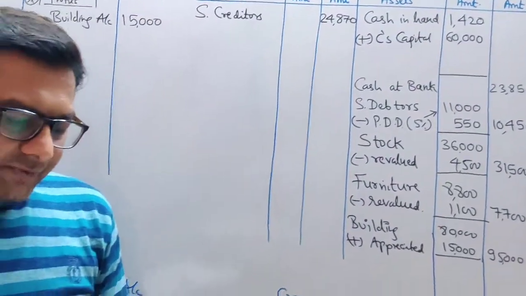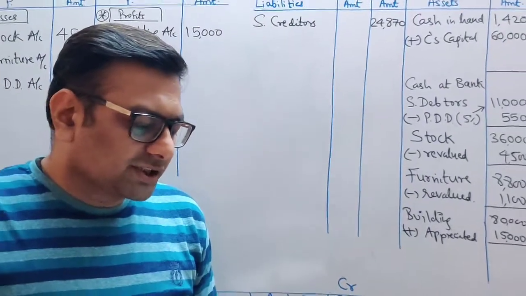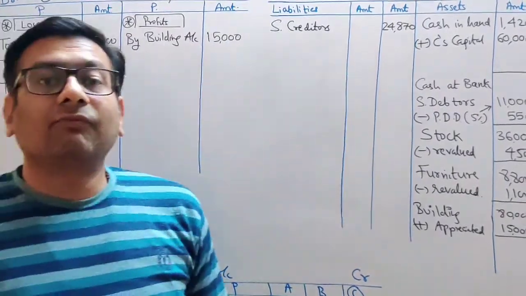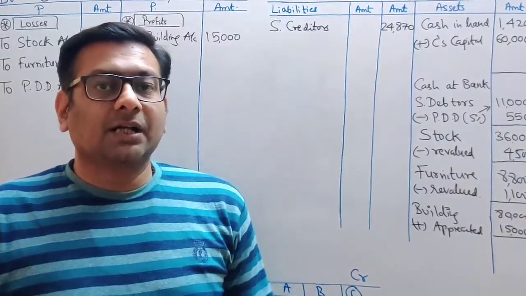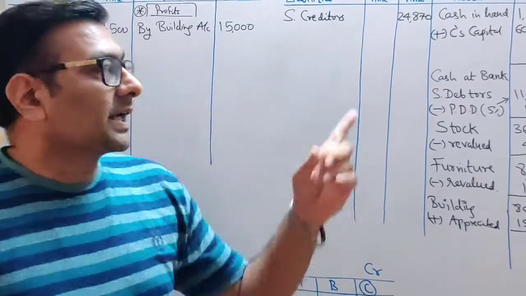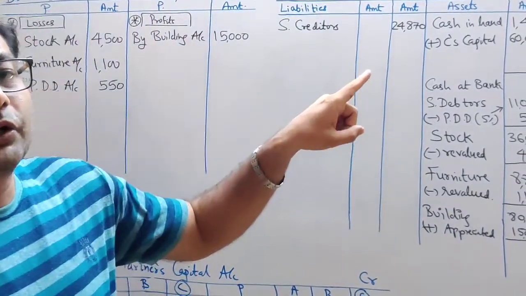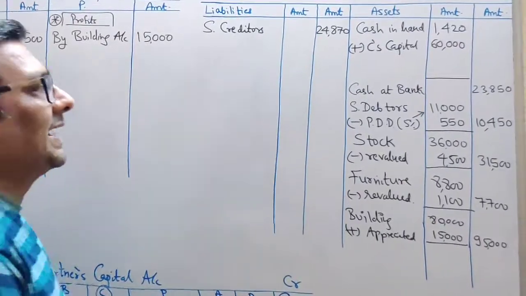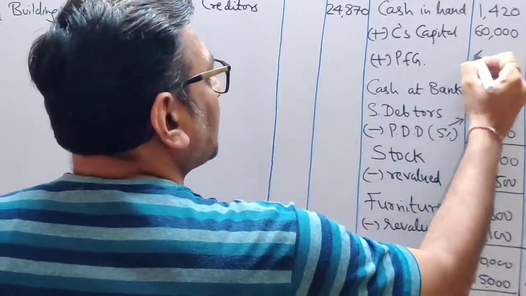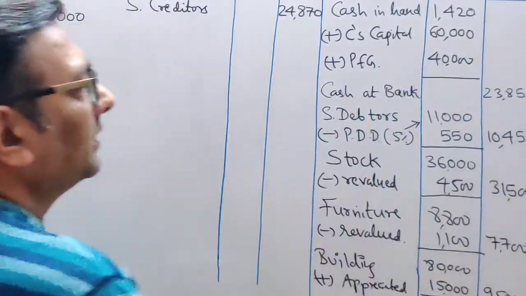Now 40,000 as goodwill, which is to remain in the business. Now the new partner is bringing goodwill of 40,000, correct? Again he is bringing goodwill. What will happen, students? Your cash will increase. So what you are going to do in your cash? You are going to add it. So write here plus premium for goodwill. How much is he bringing? 40,000 goodwill.